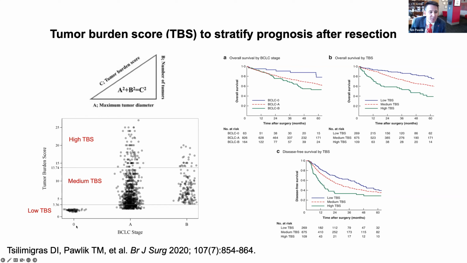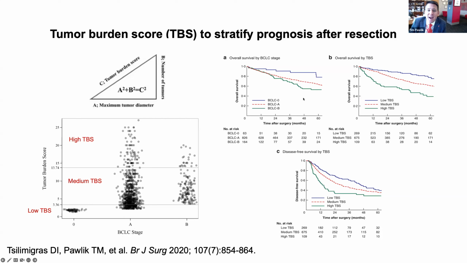And if you look, not surprisingly, in BCLC 0, virtually all the patients have a low tumor burden score, right? In BCLC A, most of the patients either have a low or medium tumor burden score, but you can see that there are some that actually have a high tumor burden score. And in B, there are some that have a high tumor burden score, but there's also a fair number of patients that have a medium tumor burden score. So perhaps using tumor burden score rather than just BCLC stage A versus B alone, we can better identify which patients we should operate on.